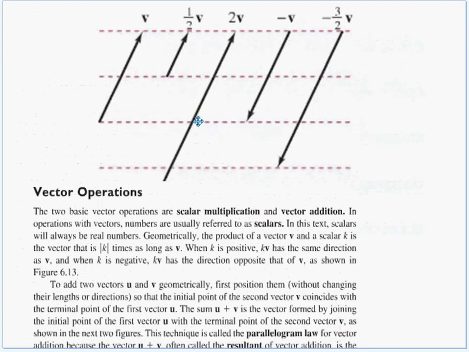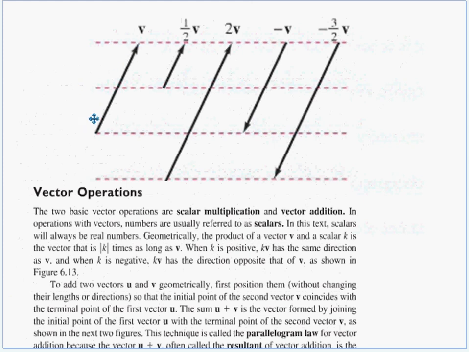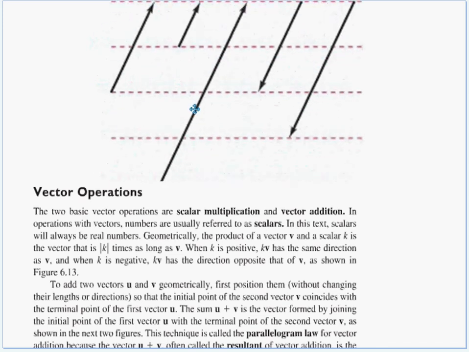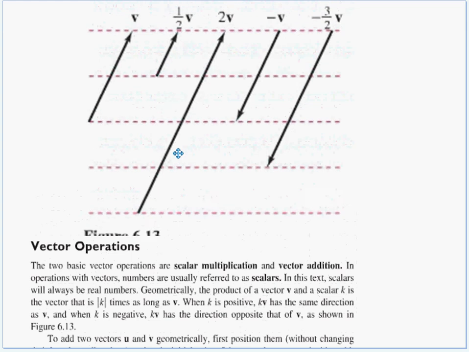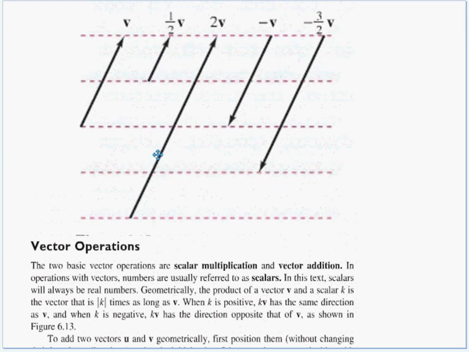Oops, let me move this out of the way. So here's vector v. Its direction is up and to the right, and its length, its magnitude, is this long. Half of v, we would just cut that vector's length in half. The direction is the same. 2 times v, we would double the length of the vector. And I cut some off. There's the rest of it there. So 2 times v, we would double the vector. Negative v, multiplying this by negative 1, just reverses direction. Now it's headed in the opposite direction. And here's negative 3/2. We've lengthened it by a factor of 3/2, and we've switched its direction.